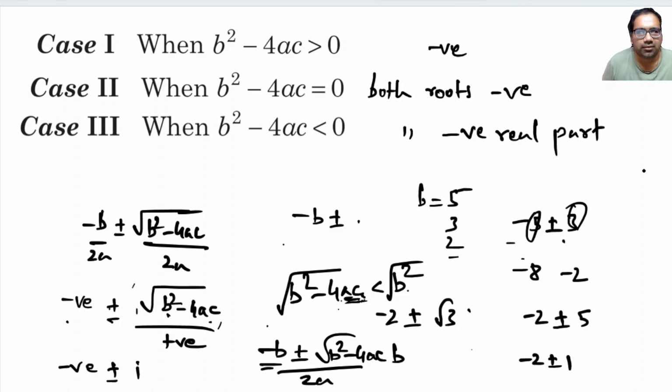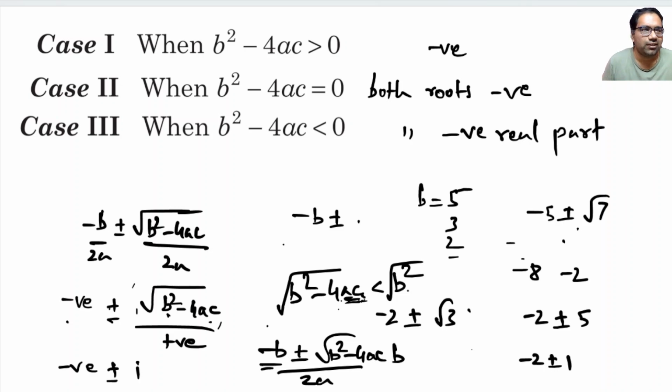But if this is not a perfect square, then what will we get? We'll get roots like minus 5 plus or minus root 7, root 3, or whatsoever. If b square minus 4ac is not a perfect square, we'll get irrational numbers, minus 5 plus or minus root 7. Then also both roots are negative. So this is the algebraic way.